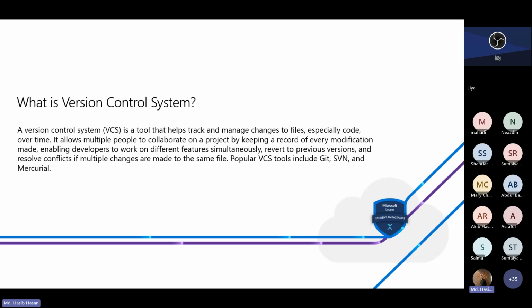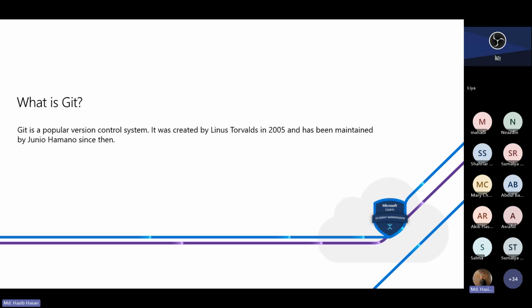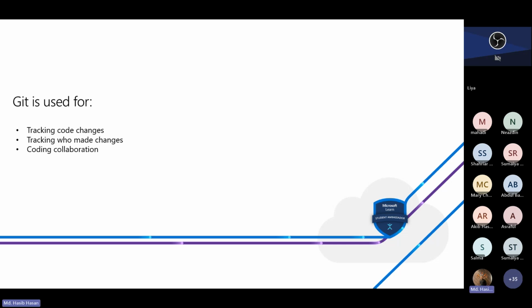Now we can go for what is Git. Git is a popular version control system. It was created by Linus Torvalds in 2005 and has been maintained by Junio Hamano since then. Git is used for tracking code changes, tracking who made changes, and coding collaboration.